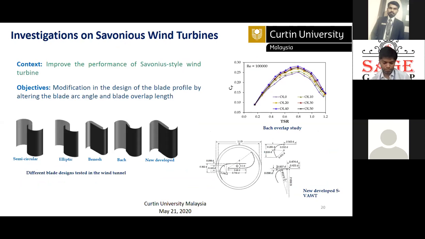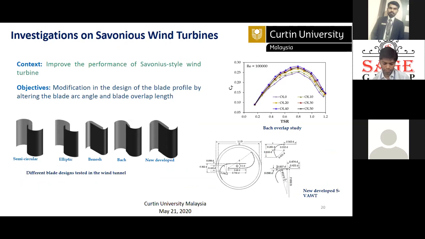While we were studying the Savonius type vertical wind turbine, we actually tested a variety of designs for Savonius type turbines, starting from the same design which was presented in 1929 by S.J. Savonius, a Finnish engineer. Since that time, we have received a number of designs for Savonius turbines, particularly the Benesh and Bach type in the 1970s and 80s.